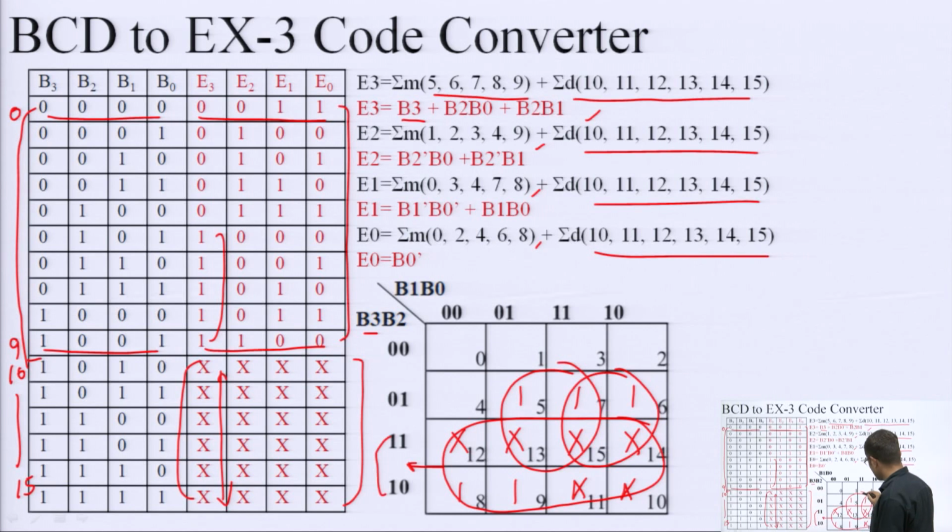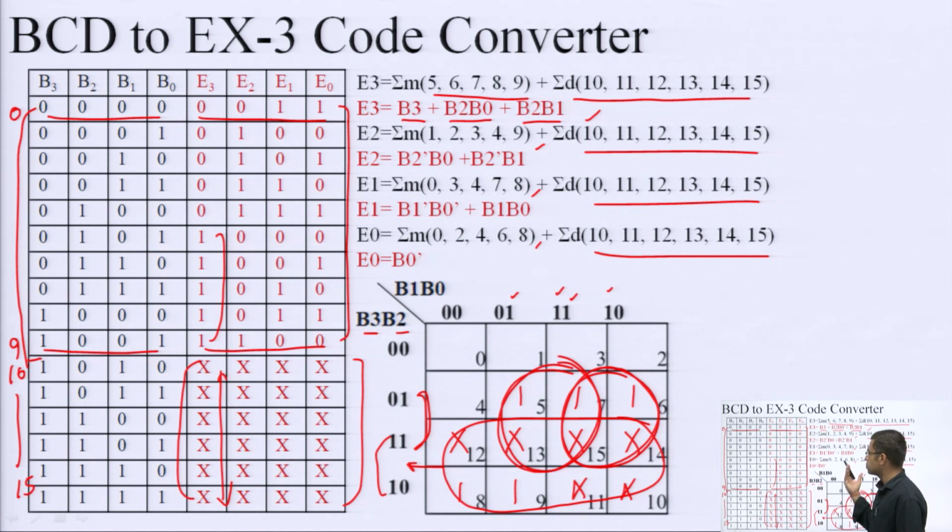Then you can check this quad: these two ones are common, which corresponds to B2, and this one and this one is common, which corresponds to B0, that means B2 B0. Similarly, this third quad again gives me B2, and from these two I can see it corresponds to B1. So, B2 B1. In this way we have solved the K-map for E3.